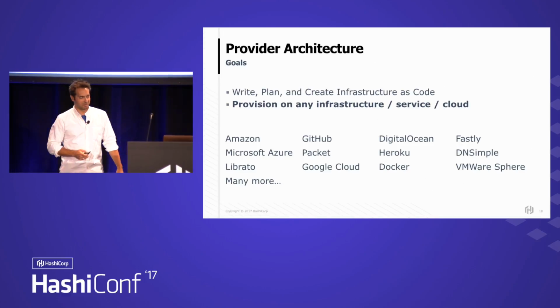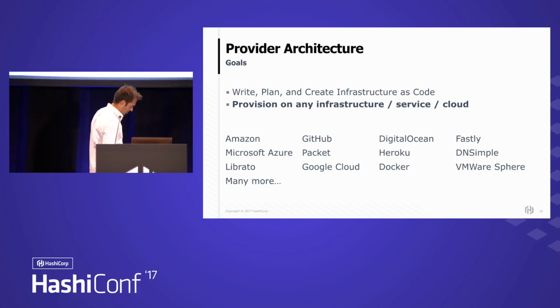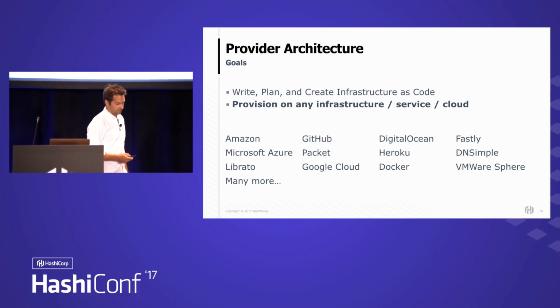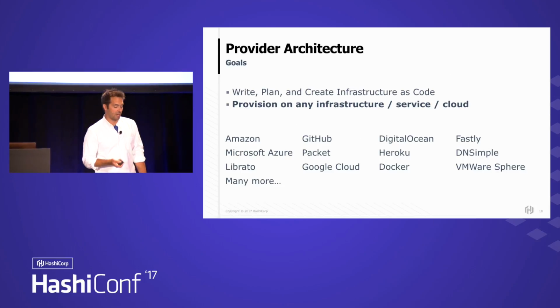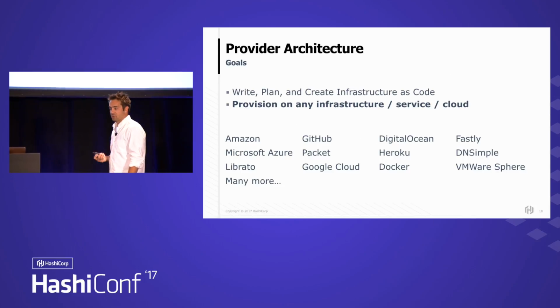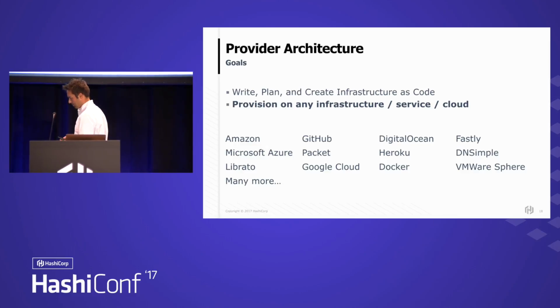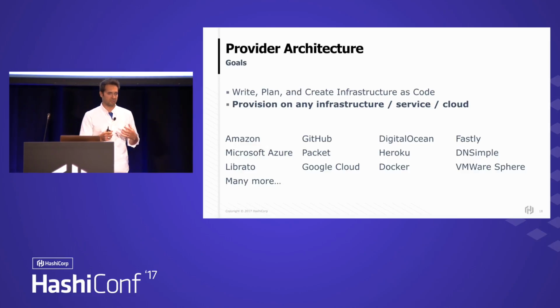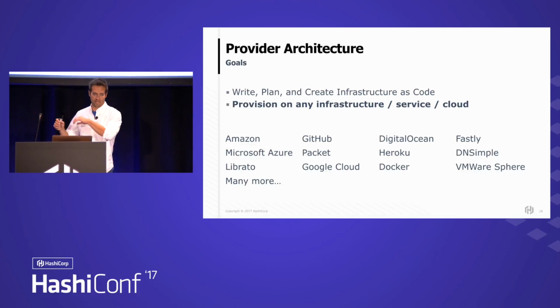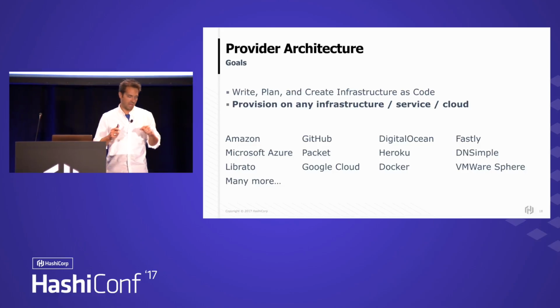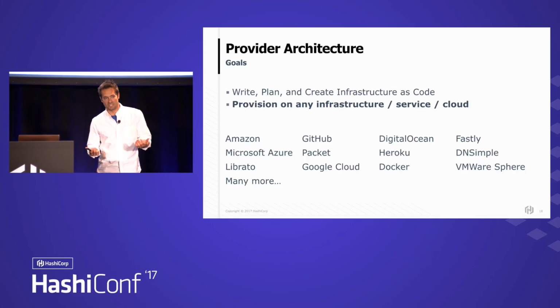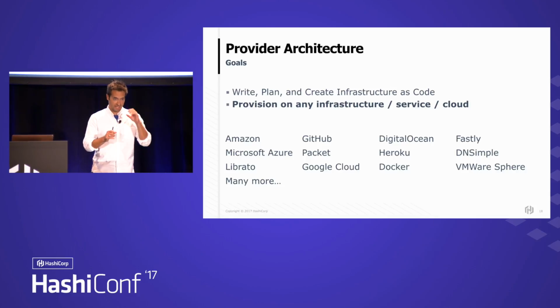So moving on to provider architectures. Terraform's goal is to provide infrastructure as code, help you write and manage it. Provider goals then handle the actual provisioning on any infrastructure, service, or cloud. The great thing about this architecture is that core itself doesn't have to worry about these provider level things. Core doesn't understand that with Amazon you have 5 different ways to authenticate and how to manage them. Core just sees that as a block.